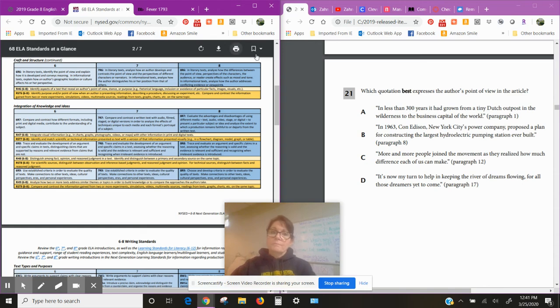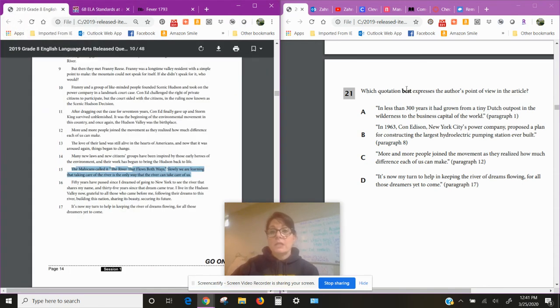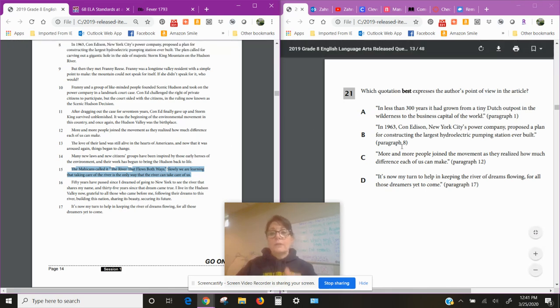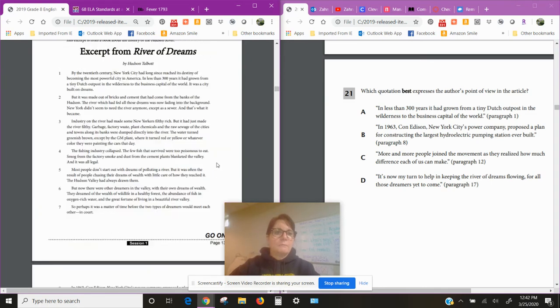Okay. We are still looking at author's point of view here. Which quotation best expresses the author's point of view in the article? So they're going to give us a bunch of quotes directly from the text. We're going to decide which one really talks about what this author is thinking. All right, A. In less than 300 years, it had grown from a tiny Dutch outpost in the wilderness to the business capital of the world. Paragraph 1. That's all the way in the beginning.